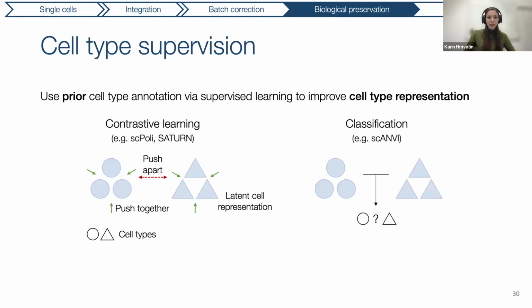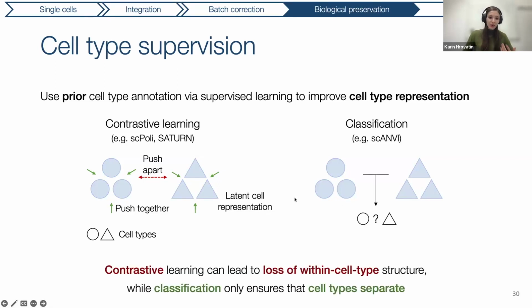There are two key strategies that can be used. One of them is contrastive learning, and the other one is classification-based. In contrastive learning, we have cell types, and within every cell type we try to push the cells together, and between cell types we try to push the cells apart. In classification, we basically just have a latent space, and we want to make sure that we are able to classify the cells based on their cell type of origin.